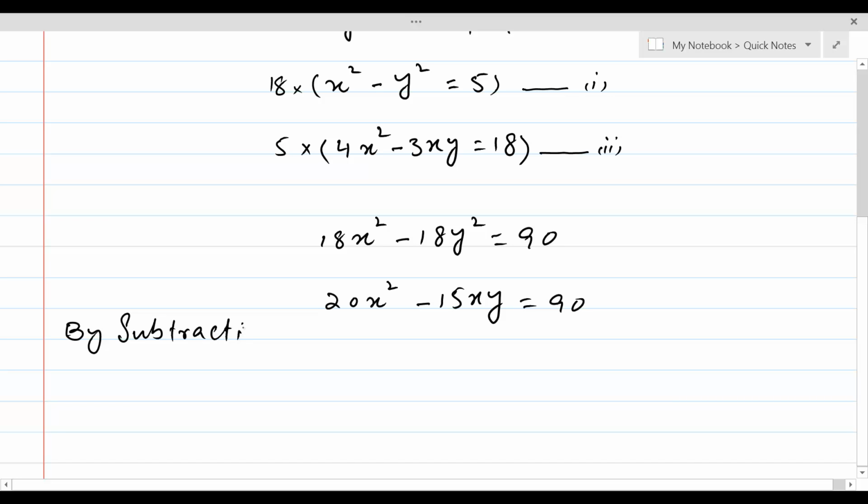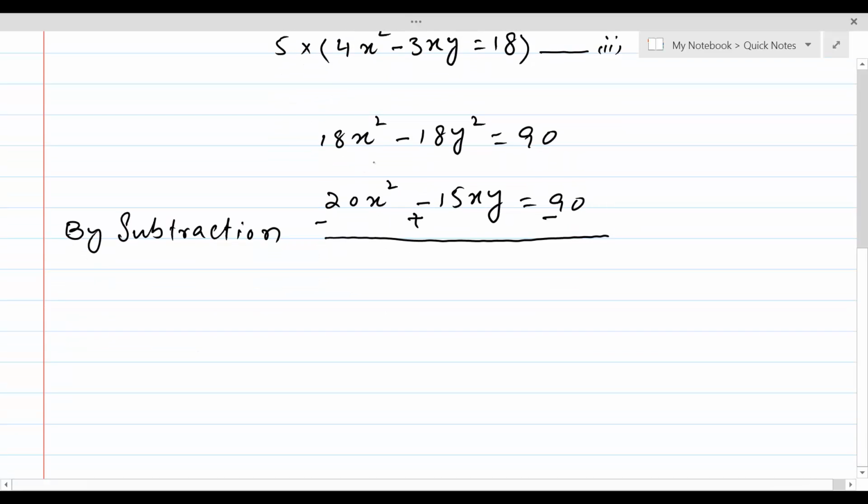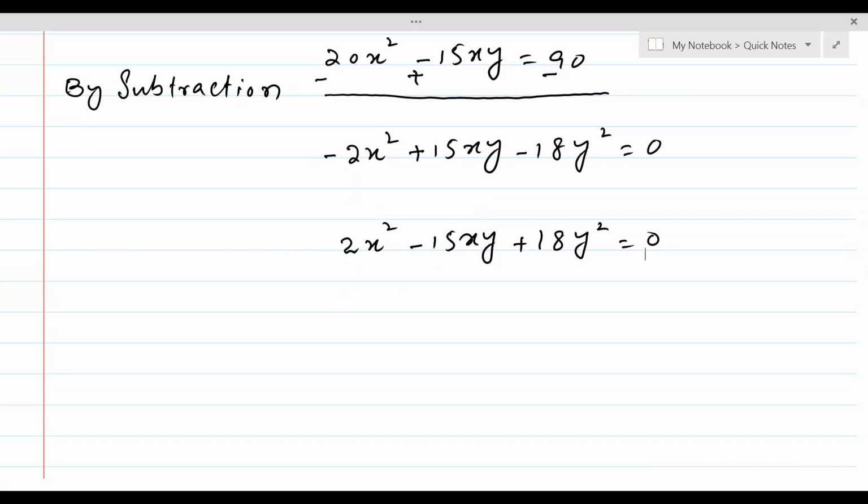And now by subtraction, we are going to change the signs here. We change negative, this will become positive, this will become negative. So 18x squared minus 20x squared is minus 2x squared plus 15xy minus 18y squared equal to 0. If we divide throughout by minus 1, this will give us 2x squared minus 15xy plus 18y squared equal to 0. Because this is a homogeneous equation which represents a pair of straight lines, we will need to factorize it in order to get those two straight lines.